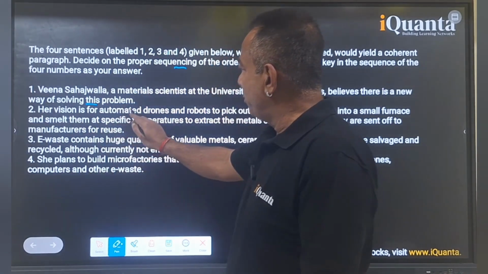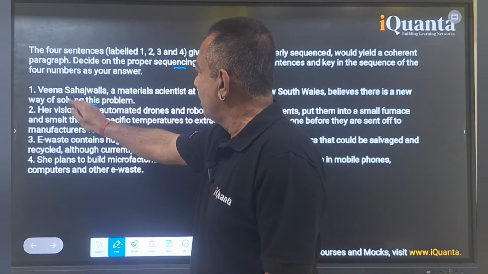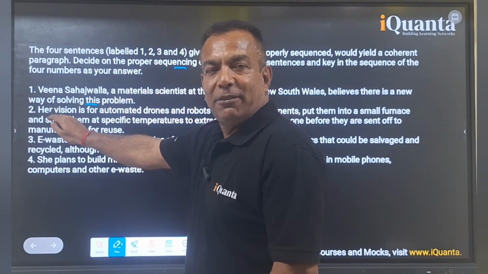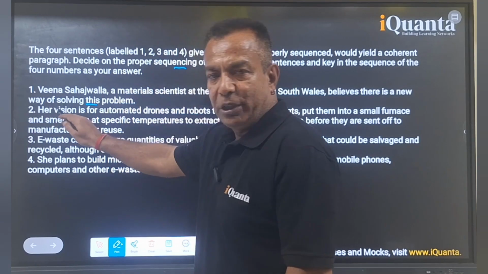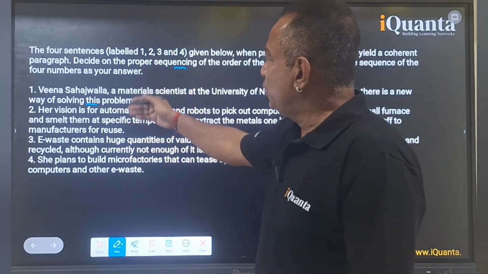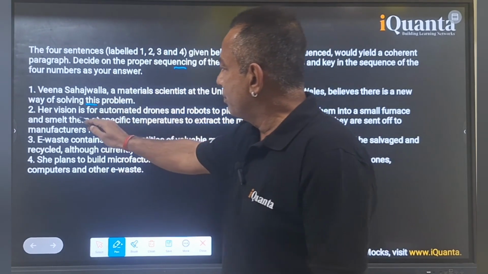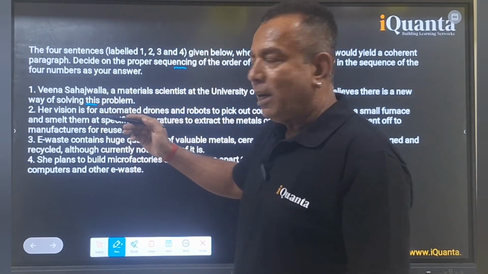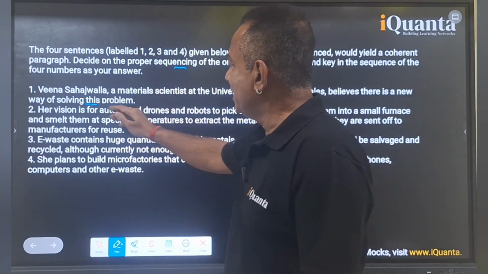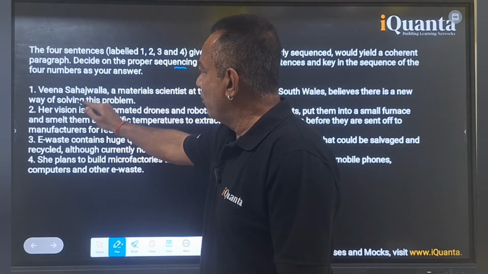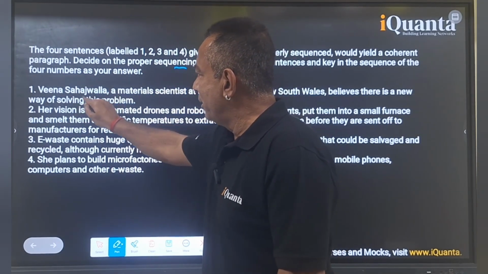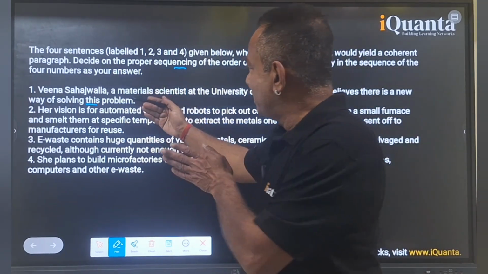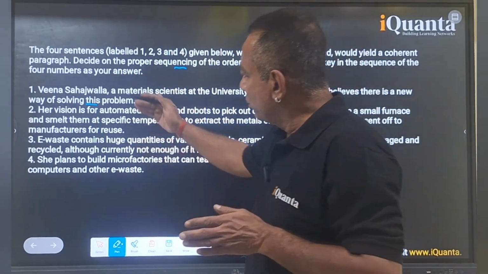Number 3. So this cannot be first, because here you have a proper noun, and here you have a possessive pronoun, her vision. So these two cannot start the paragraph. These two cannot be the first sentence. And this second one will always follow the first one, because the first is talking about the material scientist, पहले material scientist के बारे में बात कर रहे हैं, उसके बाद उनके vision के बारे में कि वो क्या सोचती हैं.